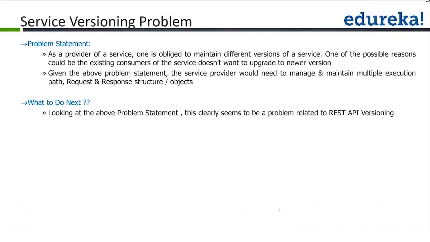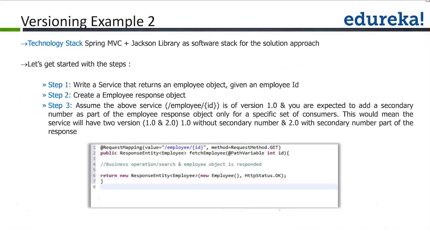Given the above problem statement, the service provider would need to imagine and maintain multiple execution paths, request, response, structure objects. Yes. So what happens? This usually happens, right? If you have multiple versions running, that means eventually you have multiple request, response and media types, permutation and combination available, which creates complexity. So what to do next? Looking at the above problem statement, this clearly seems to be a problem related to REST API versioning. Let's assume, right? Because now we are focusing more on the REST.